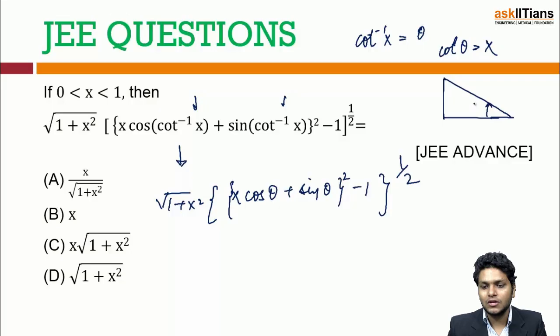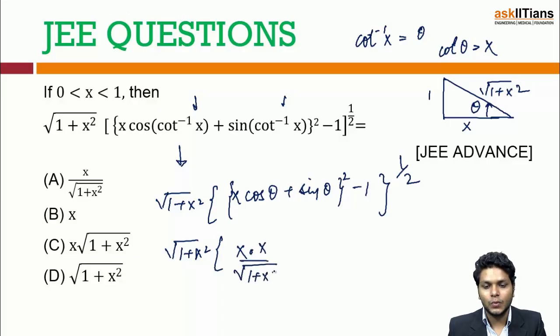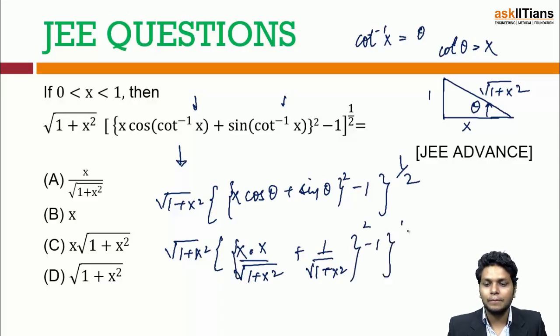suppose this is the angle theta. Cot theta means cos by sin, which means x by 1, and the hypotenuse will become root over 1 plus x square. Right, now I can pull up the values of sin theta and cos theta from there, and I can very easily do the question. So cos theta is x over root over 1 plus x square, plus sin theta is 1 over root over 1 plus x square, right? And then I'll have to do the whole square for this part, and then minus 1, then complete root. Now let's see what I get.